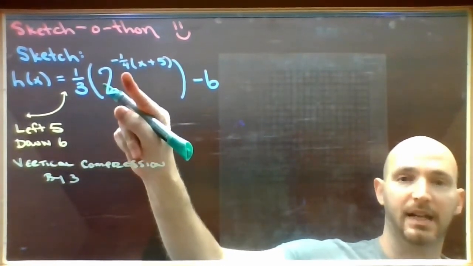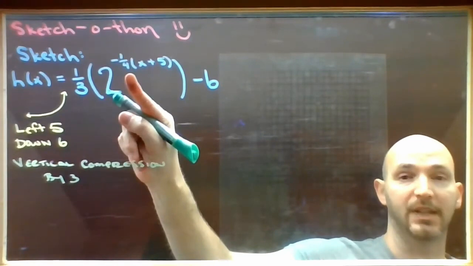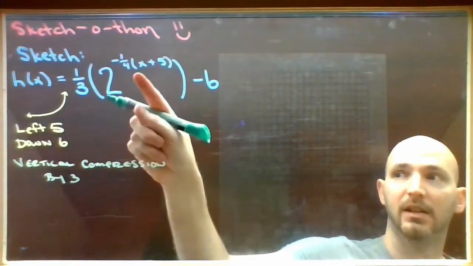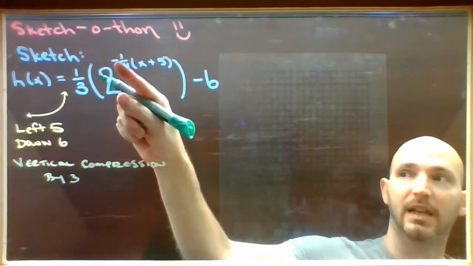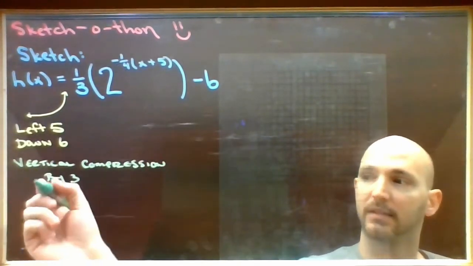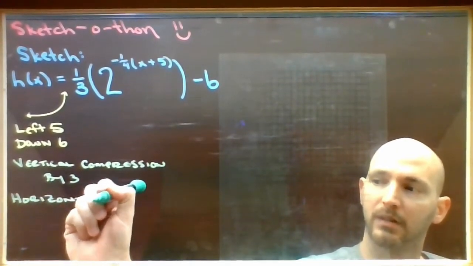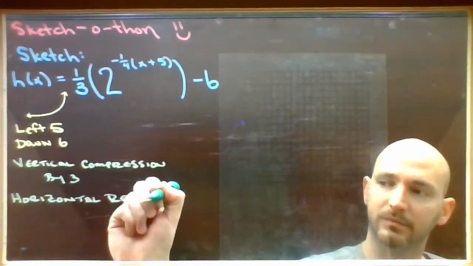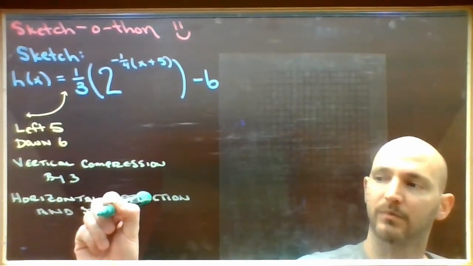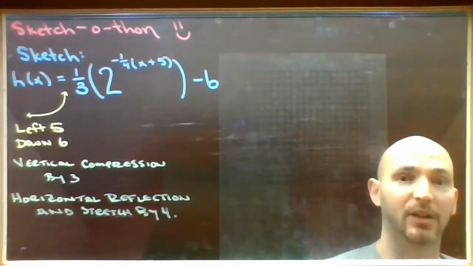And a fraction inside of the function is a horizontal stretch. Because the x's are a quarter as effective as they normally would be, it's going to take 4 times as long to get the same effect. So it's going to be a horizontal stretch. In addition to that, there is a negative in here, which means it is reflected horizontally. So a horizontal reflection and stretch by a factor of 4.